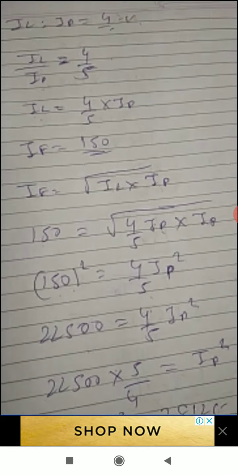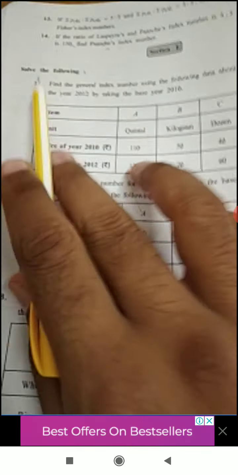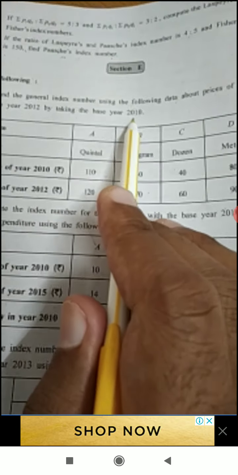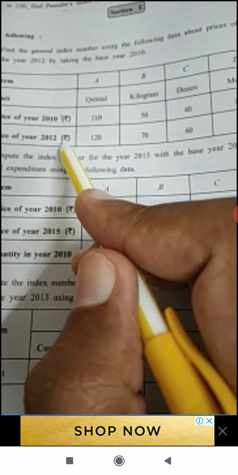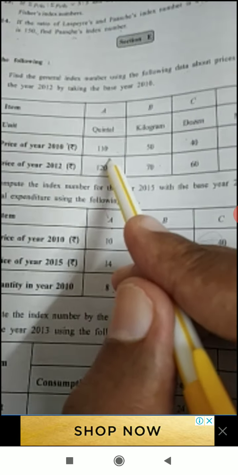Now we go for the next question, given in section E. Section E, solve the following. Find the general index number using the following data about the price of different items in the year 2012, taking base year 2010. So 2010 is the base year and 2012 is the current year. We have to find the general index number. Here quintal, kilogram, dozen, meter, liter are given.